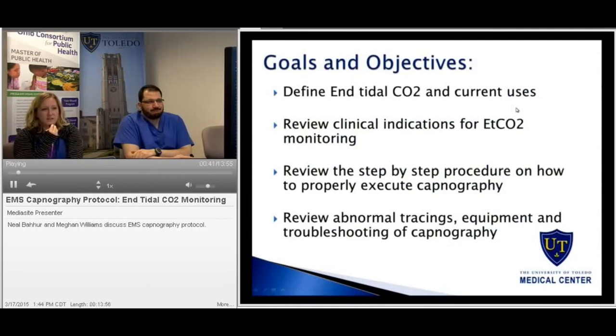Goals and objectives of this video and our protocol. We're going to tell you exactly what end-tidal CO2 is and what the current uses are for this capnography. We're also going to review the clinical indications for end-tidal CO2 monitoring, and we're going to tell you a little bit about the step-by-step procedure on how to properly execute capnography, although there will be a subsequent video that will show you a visual step-by-step on how this can be done.